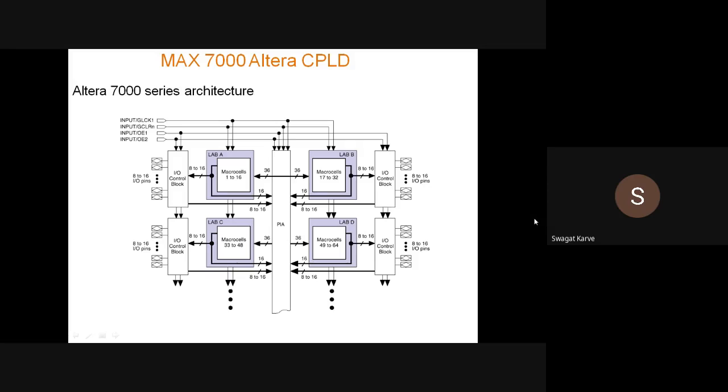That means whatever labs and IO control blocks are present there, this PIA is nothing but, you can say, simply a bus. It is a bus that will interconnect each and every block with each other. Also, it has some input global clock, input global reset, then input OE1, input OE2. So these are some control pins also provided with this architecture. Now, what do we mean by this PIA? What do we mean by this LAB? So that we will discuss now.